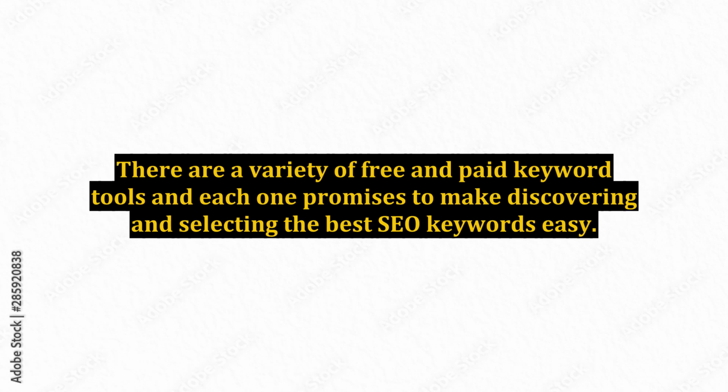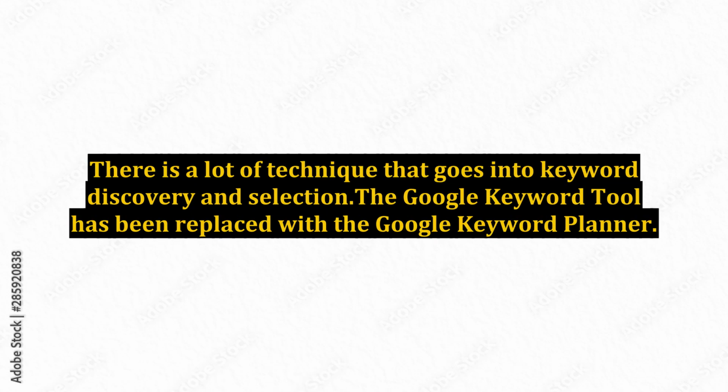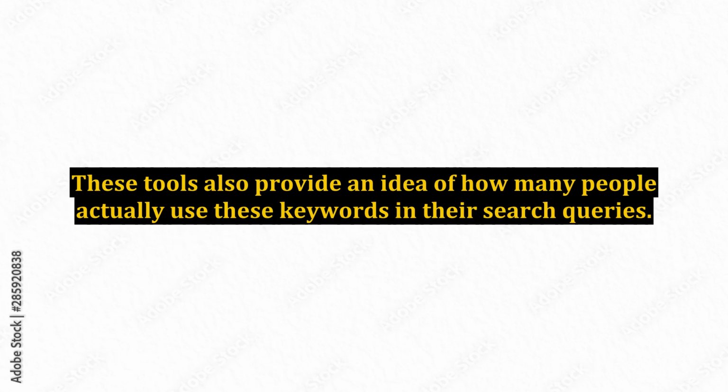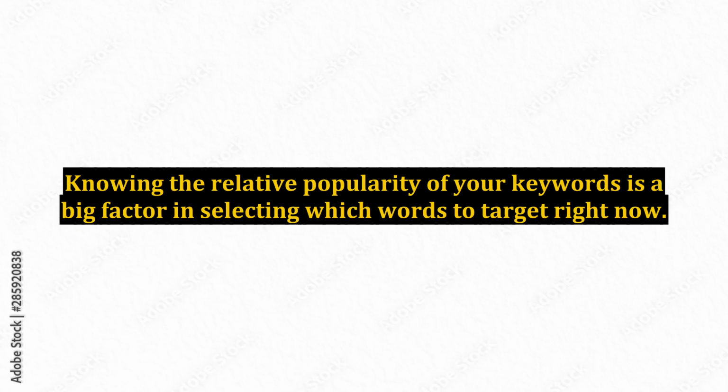There are a variety of free and paid keyword tools, and each one promises to make discovering and selecting the best SEO keywords easy. The reality is that this is part art and part science. There is a lot of technique that goes into keyword discovery and selection. The Google Keyword Tool has been replaced with the Google Keyword Planner. The way these tools all work is that you input your keyword seed list and the tool will show you related search phrases that may or may not be relevant for you. These tools also provide an idea of how many people actually use these keywords in their search queries. Knowing the relative popularity of your keywords is a big factor in selecting which words to target right now.